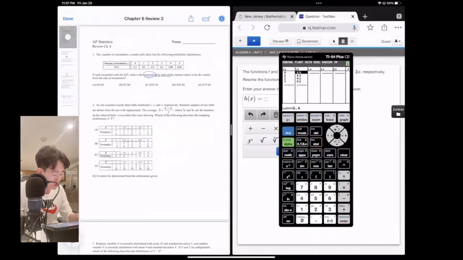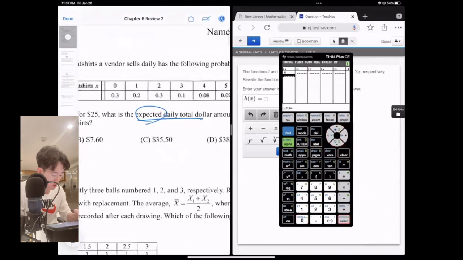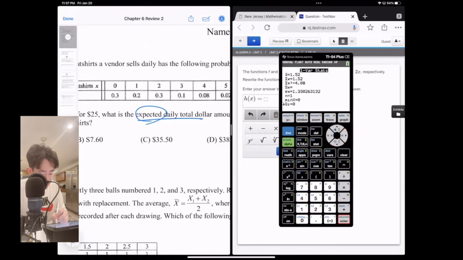So I'm just going to clear all of my lists out and type this in manually. So 0, 1, 2, 3, 4, 5, and then type in 0.3, 0.2, 0.3, 0.1, 0.08, and 0.02. Then STAT, CALC, one-var stats with all of those, and I get the expected value to be 1.52.